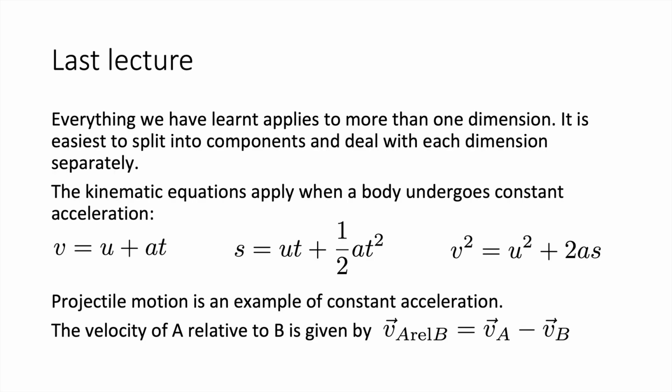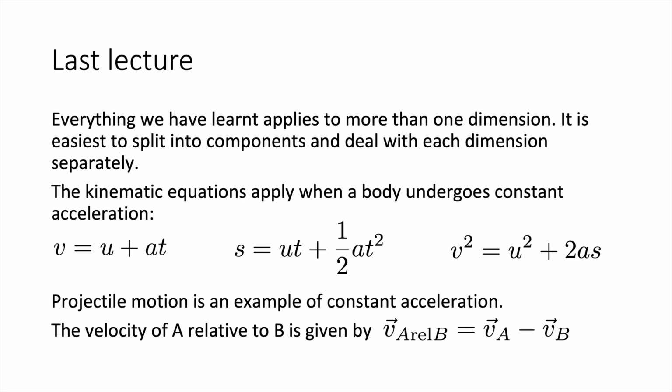So first of all, a quick recap of the most important ideas from the last lecture. We saw that everything we have learnt applies to more than one dimension, and it's easiest to split vectors into components and deal with each dimension separately when solving complex problems. We saw the kinematic equations that apply when a body undergoes constant acceleration, and they can be written as v = u + at, where v is the final speed, u is the initial speed, a is the acceleration, and t is the time that we're considering.